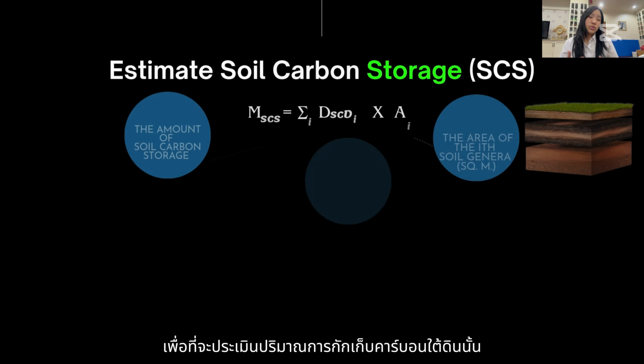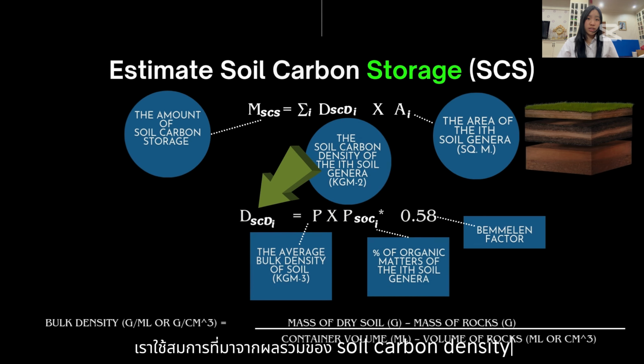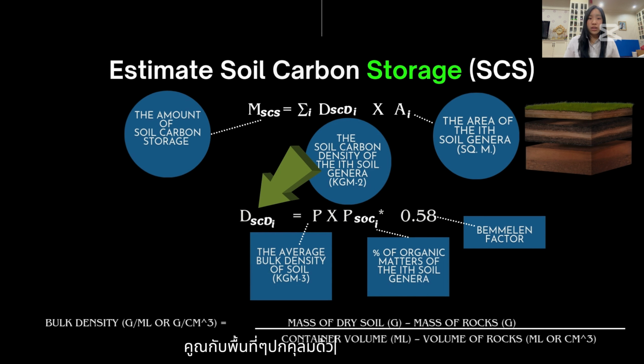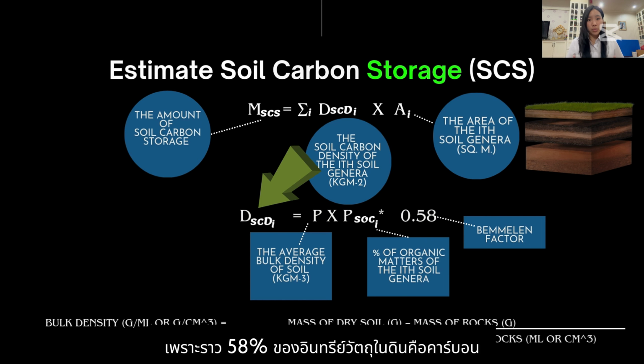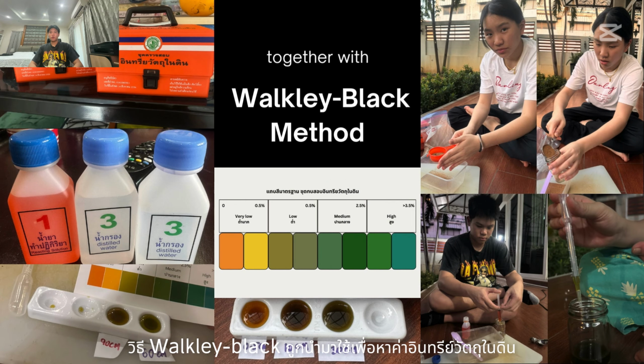To estimate the soil carbon storage, we need to use the equation of the sum of the soil carbon density times the area of total grassland, and this is for each layer of soil. And in order to find the soil carbon density, you have to use the equation of the average bulk density of the soil times the percentage of organic matter of the soil times 0.58, which is the Van Bemmelen factor, because approximately 58% of organic matter is soil carbon. The Rocky Black method is used to determine soil organic matter.